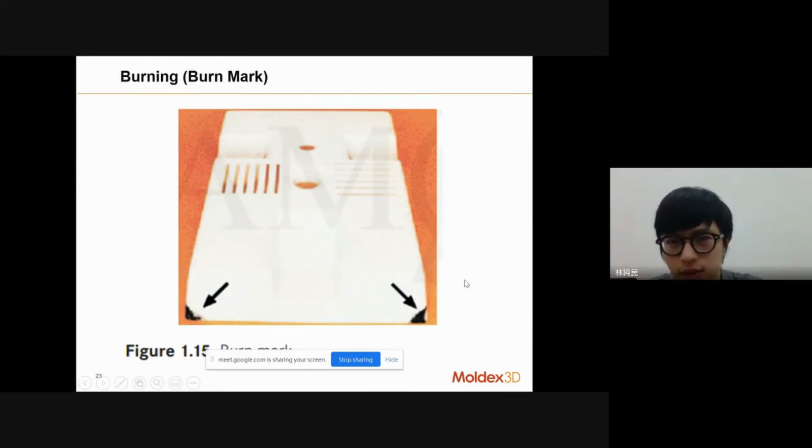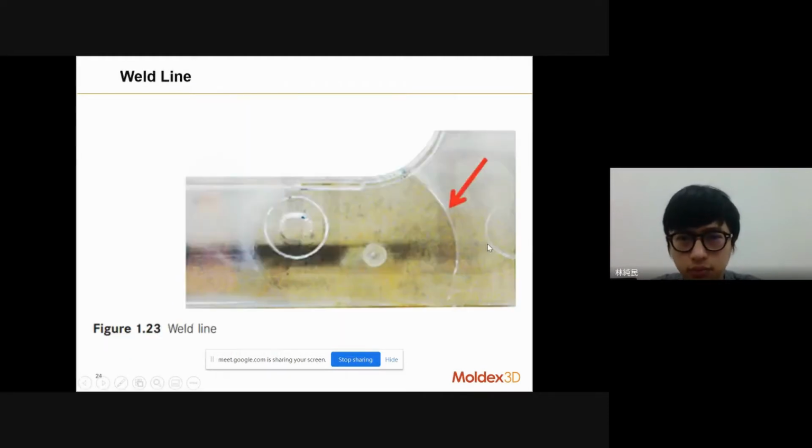So this is also a very big problem when you want to manufacture products, because this will seriously affect the appearance. No customer can accept this kind of issue. So you also have to think about how to make the air escape from your cavity more easily. So this is the burn mark.